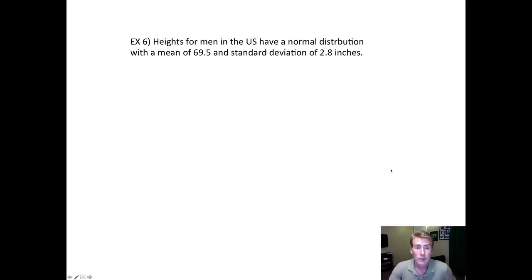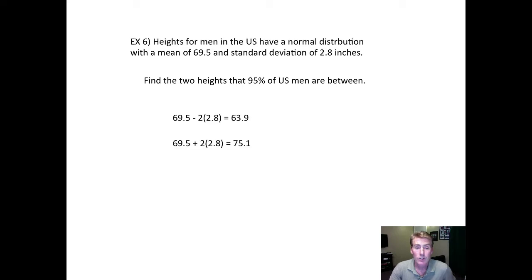So here's an example: the heights of men. This would be the mu equals 69.5 and the sigma equals 2.8. So what are the cutoffs for 95% of the men? You just take the mean minus 2 standard deviations and the mean plus 2 standard deviations, and these two heights in inches are the cutoffs for 95% of men in the United States.